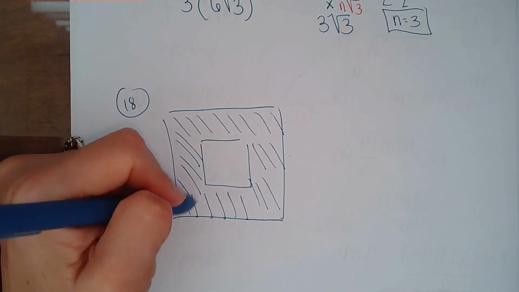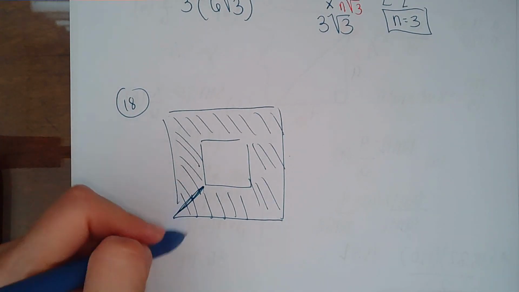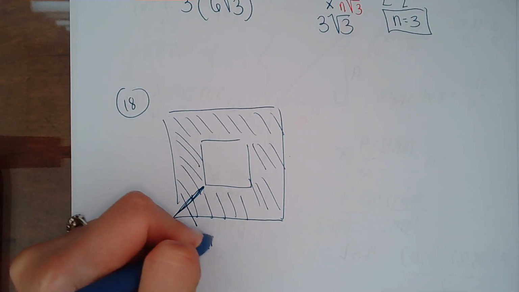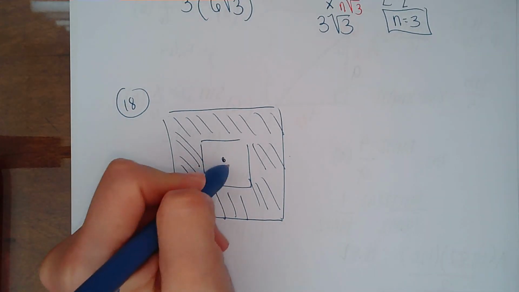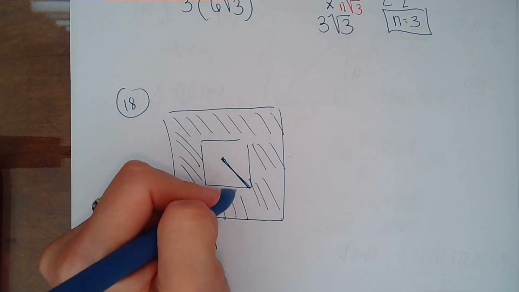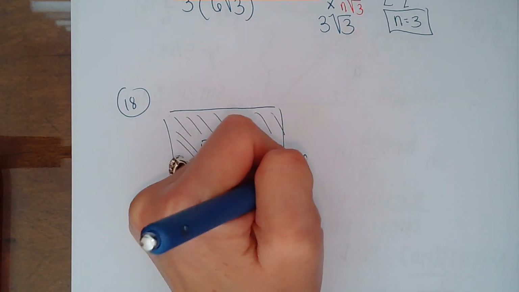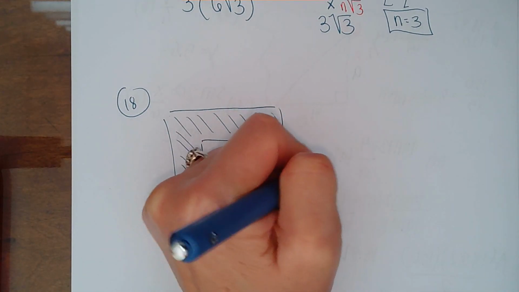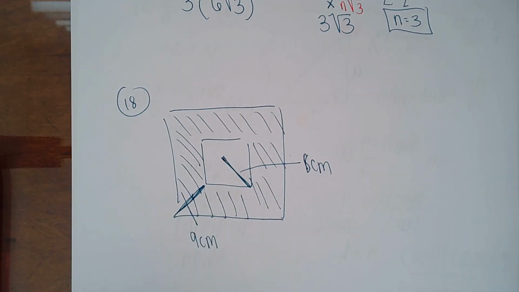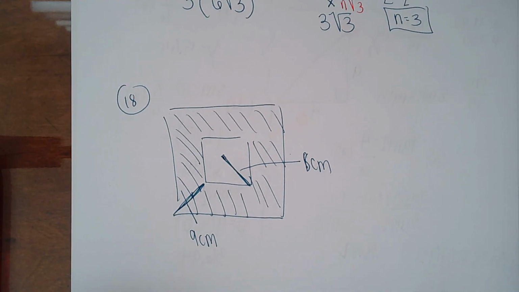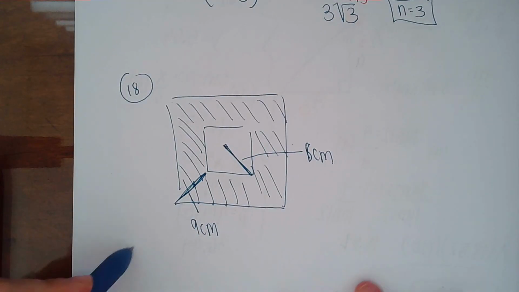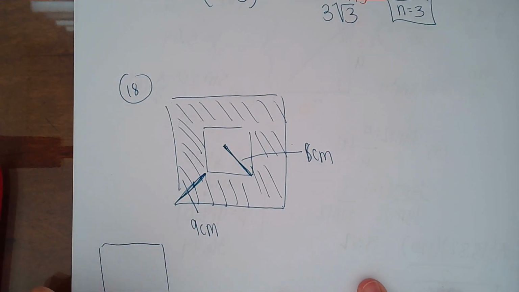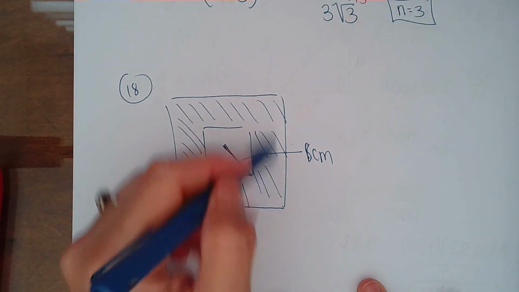Okay, so the piece that they give me is that piece, and they tell me that it's 9 centimeters. And the other piece that they give me is this piece, and they tell me that it's 8 centimeters. Unfortunately, I have to find the area of both and subtract them. So I'm going to just start by finding the area of my bigger square, this one out here.